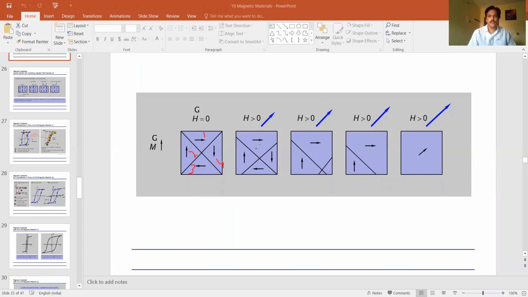So when H is greater than 0, what happens? See, the volume of this domain increases and finally increases. This is called motion of the domain wall. These are rotations of the domain. See, finally H is greater than 0, and all of this is in the field direction. In this field direction, all the domains are aligned. So if the examiner asks based on domain theory, you have to draw this diagram. So there is another diagram.